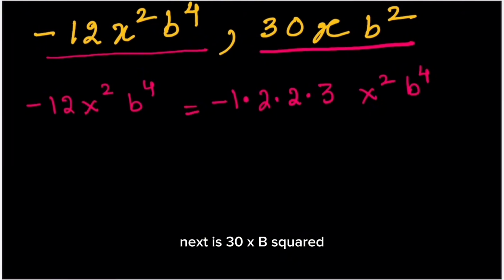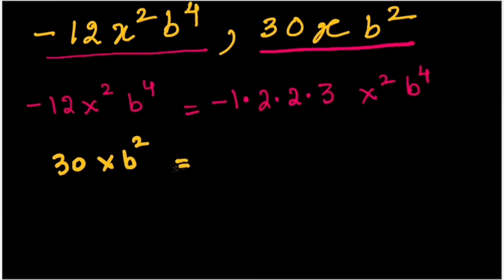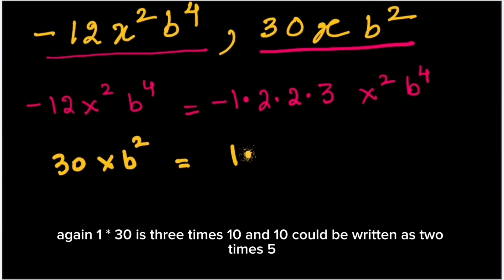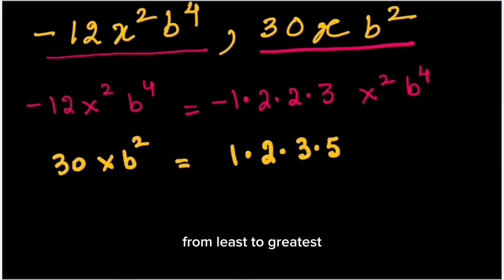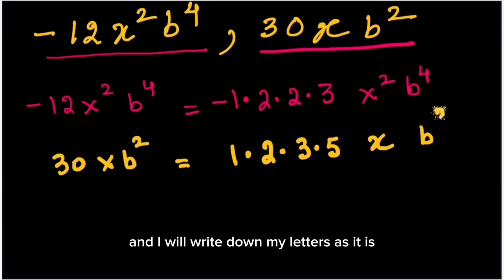Next is 30x b squared. Again, 1 times 30 is 3 times 10, and 10 could be written as 2 times 5. You will see that I am arranging everything from least to greatest, and I will write down my letters as they are. Now let's figure out the common factors.